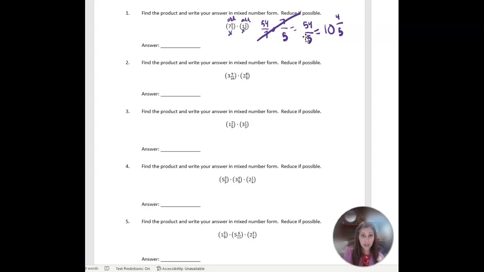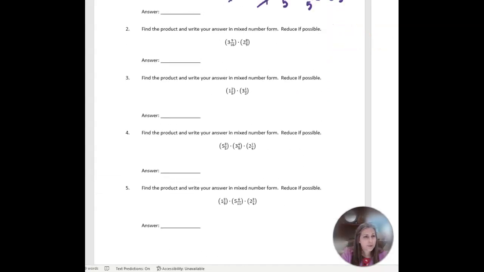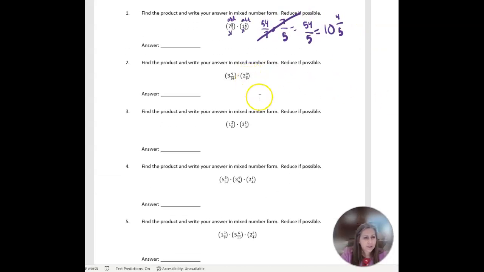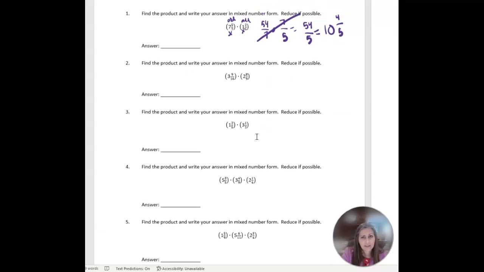Now again, you can use your calculator. There's no shame in that, but just make sure that you know how to operate your calculator properly. Okay, let's go to number 2, which is similar. 3 is similar, 4 is similar. You just have 3 of them. 5 is similar.